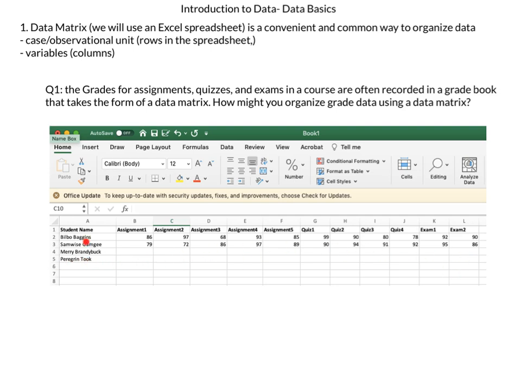But you can see Bilbo Baggins has an 86 on his first assignment, 97 on his second assignment, 68 on his third assignment, 93 on his fourth assignment, 85 on his fifth assignment, a 99 on quiz 1, 90 on quiz 2, 80 on quiz 3, 78 on quiz 4, 92 on exam 1, and 90 on exam 2. You can see Samwise Gamgee has a 90 on quiz 1, 94 on quiz 2, 91 on quiz 3.